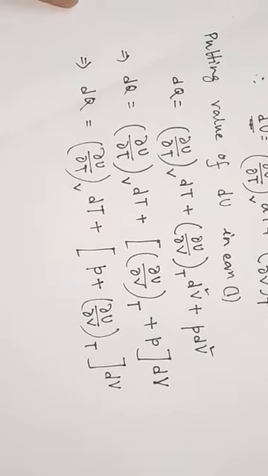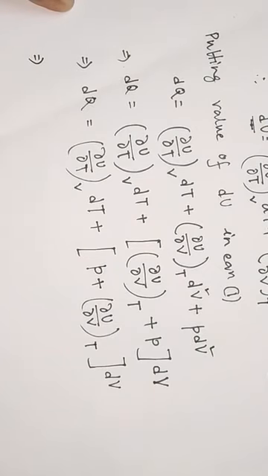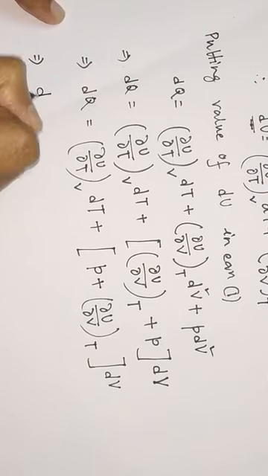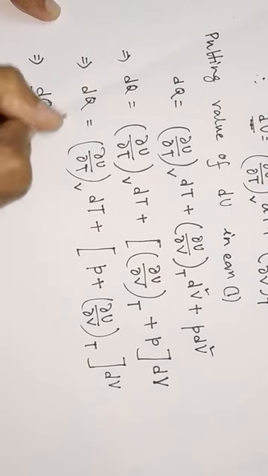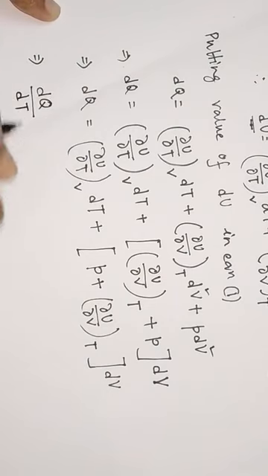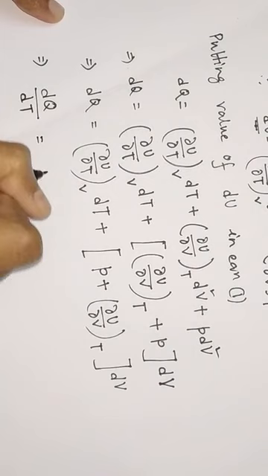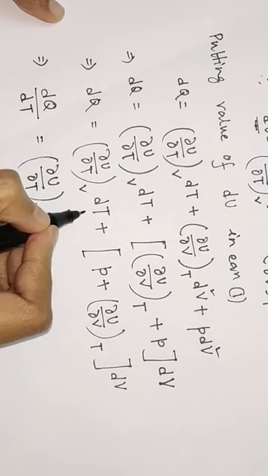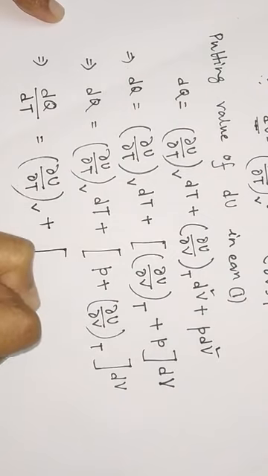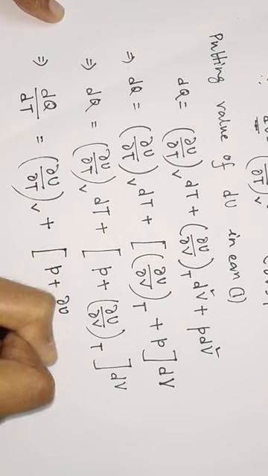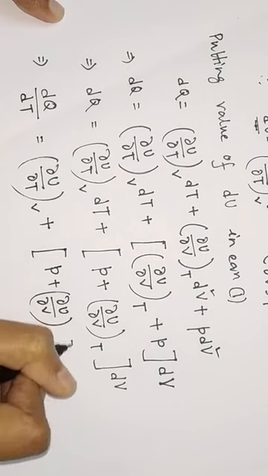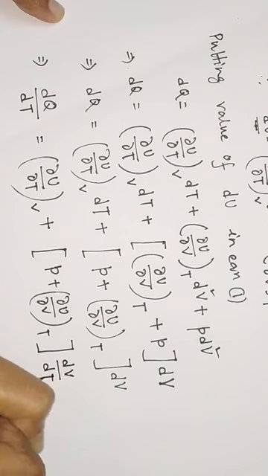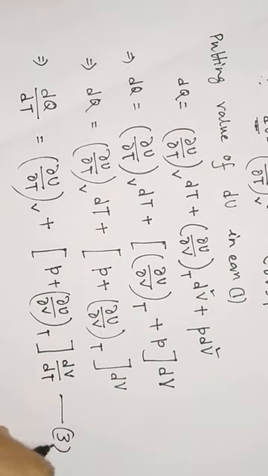Now if we divide this whole equation by dT, then on the left hand side we will have dq by dT, equals del U del T at constant V, since dT by dT will be 1, plus P plus del U del V at constant T, then dV dT. Suppose this is equation 3.